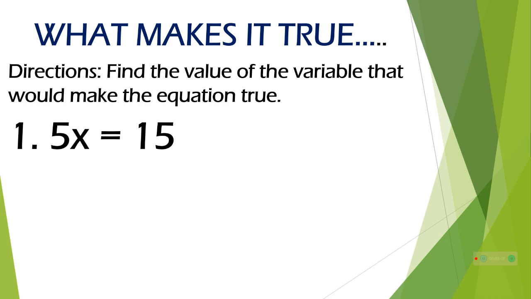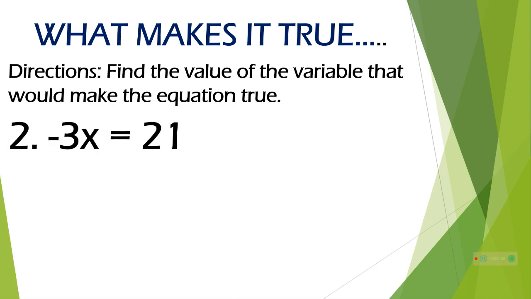So we have here What Makes It True. Okay, so the directions: find the value of the variable that would make the equation true. So we have here number 1, 5x equals 15. What should be the value of x that will make our given equation true? Yes, your x here is equal to 3. Why? Because you are going to divide both sides of the equation by 5 so that you will obtain x is equal to 3. Okay?